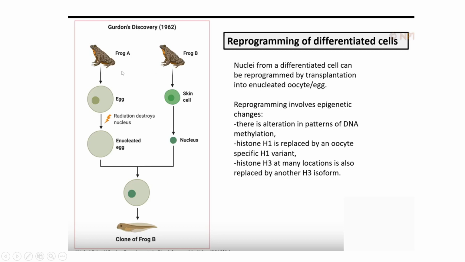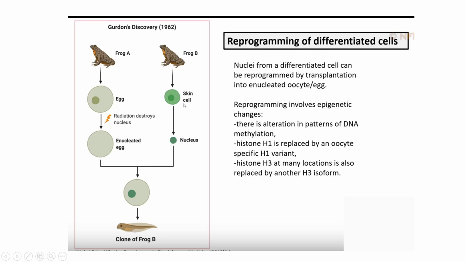In this experiment, what he did was there were two frogs, frog A and B. From frog A, he took the egg, the germ cell. From frog B, he took the somatic cell, that is a skin cell. In the egg, he destroyed the nucleus by radiation. Now this is called an enucleated egg. From the skin cell, he isolated the nucleus. This somatic cell nucleus is a differentiated nucleus, and this nucleus will only code for the genes of the skin cell only.